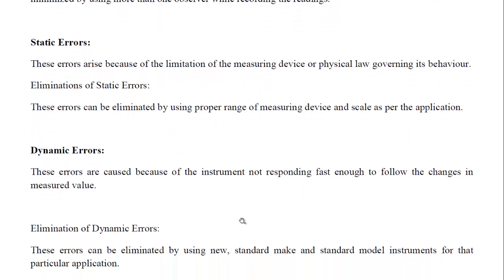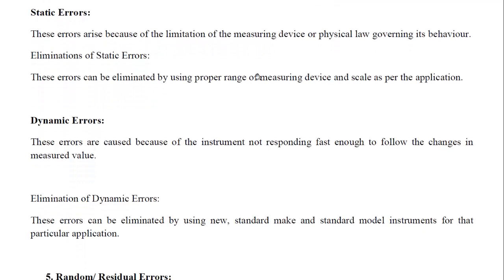Now, static errors. Static errors arise because of the limitation of the measuring device or the physical law governing the behavior. Means there is a certain limitation of the instrument. These errors can be eliminated by using the proper range of the measuring device and scale as per the application. So you should be using the appropriate instrument, and every instrument has a certain limitation. So appropriate instrument for the appropriate application will eliminate this error. Use of an improper instrument for an inappropriate measurement will cause this error.